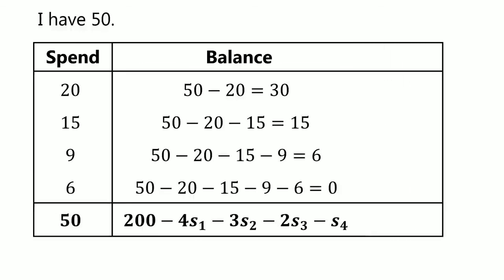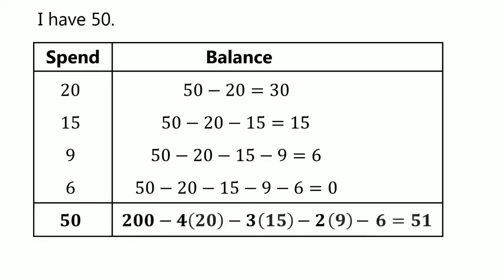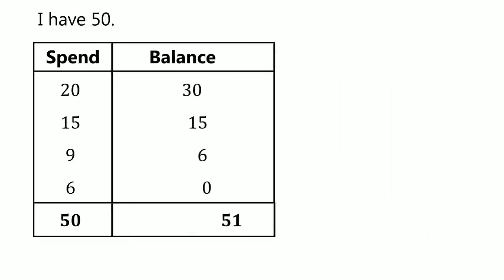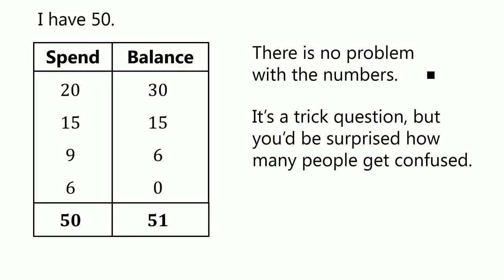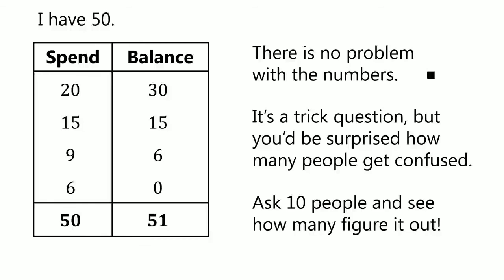So all of these numbers are actually correct. The total amount in the spending column will be 50. But now for the balance column, when we evaluate this function, we get a result of 51. And that's fine. It doesn't have to be equal to 50. So we go back to the original table. It's completely correct, and there is no problem with the numbers.